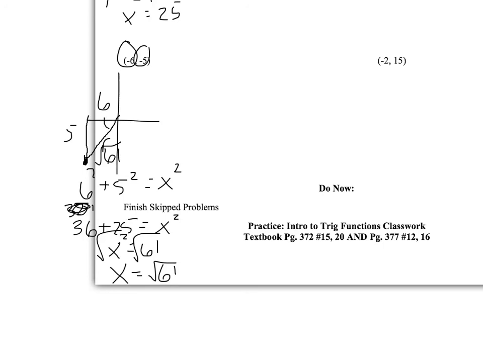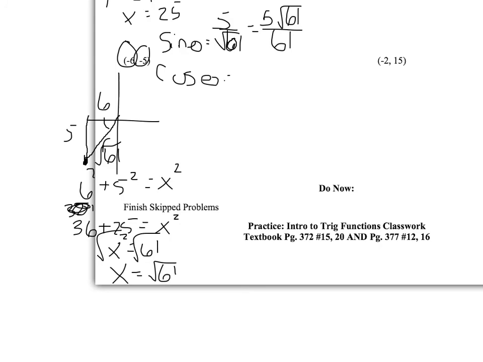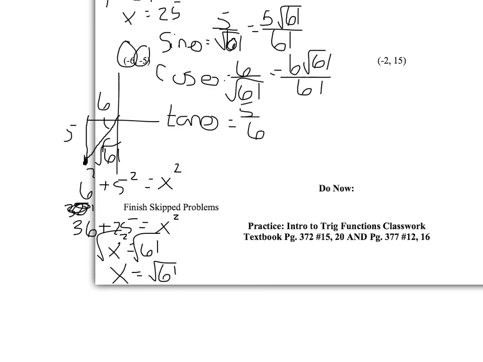The angle we use again is always with the origin. Looking at sine theta will equal opposite over hypotenuse, so 5 over radical 61. Hopefully you're good at and realize by now that you can't have a radical in the denominator, so we rationalize, and it'll rationalize to 5 radical 61 over 61. Cosine is going to be adjacent over hypotenuse, so 6 over radical 61, which will rationalize to 6 radical 61 over 61. Tangent is going to be opposite over adjacent, so 5 over 6.